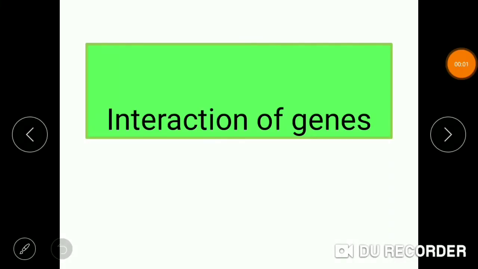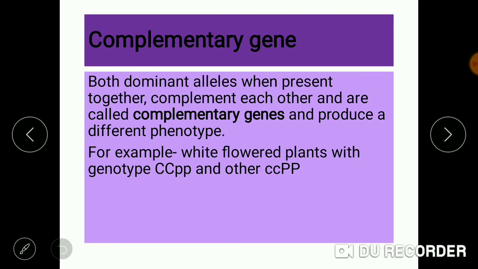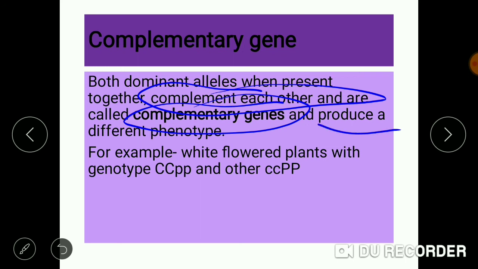Hello students, today we are going to study about interaction of genes. So the first topic is complementary genes. When both the dominant alleles are present together and they complement each other, then they are known as complementary genes. And they also produce a different phenotype.